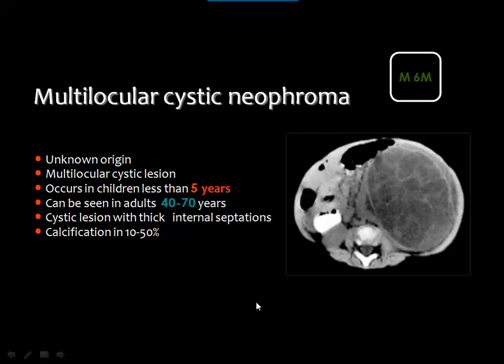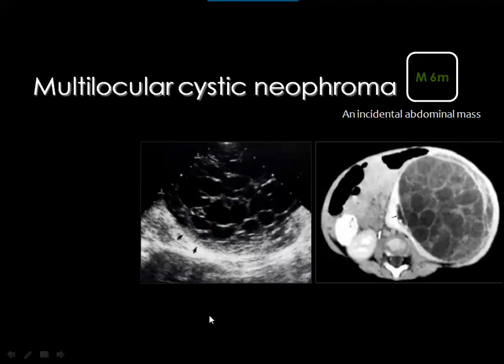It is a big lesion with multiple internal cystic structures. It occurs in children as well as in adults, and the cystic lesions have thick internal septations, and if you remember, this was considered as category 3 Bosniak classification. Sometimes you see calcium in these lesions. And this is the classic appearance of multilocular cystic nephroma by ultrasound and by CT scan.